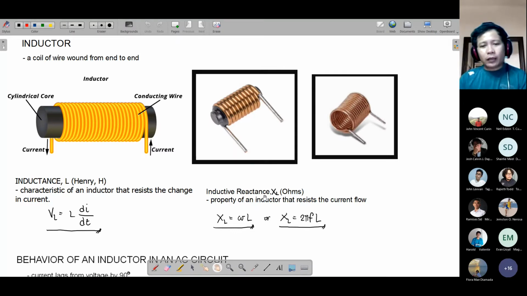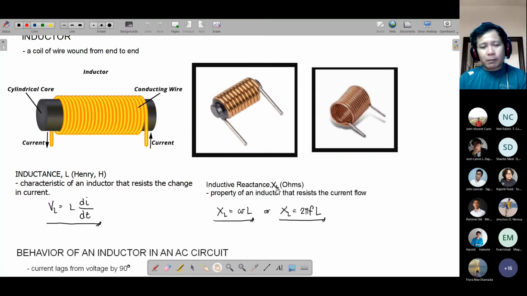Okay? Now, the inductive reactance XL can be solved using the formula XL equals omega L. But take note, remember, the formula for omega is 2 pi F. So XL can be solved using 2 pi F times the inductance L. So this is inductive reactance.